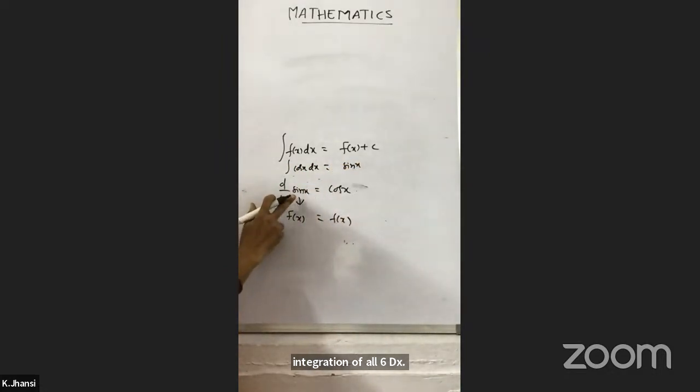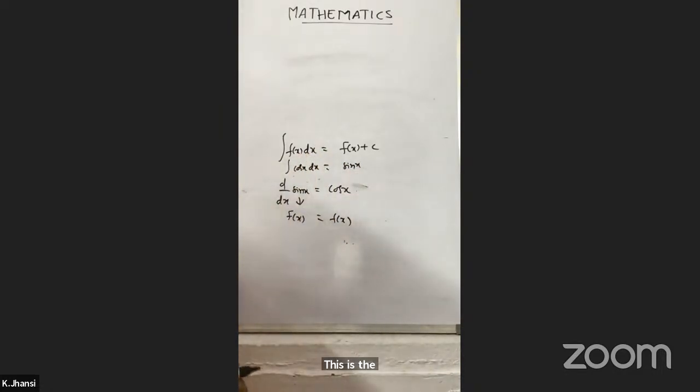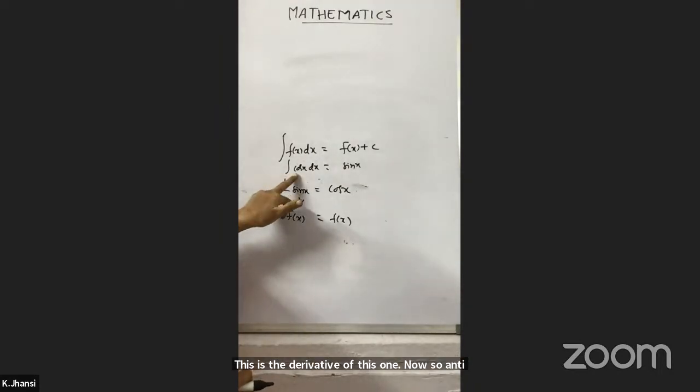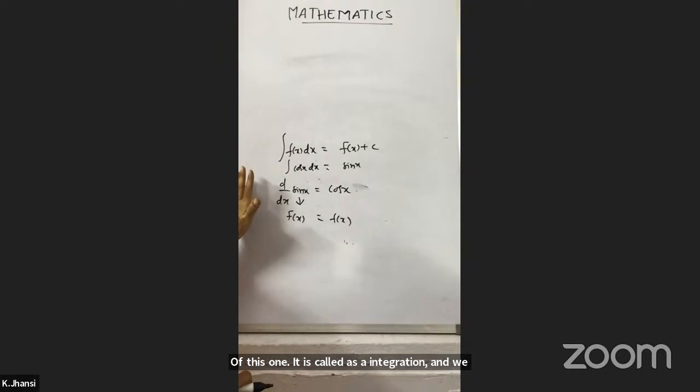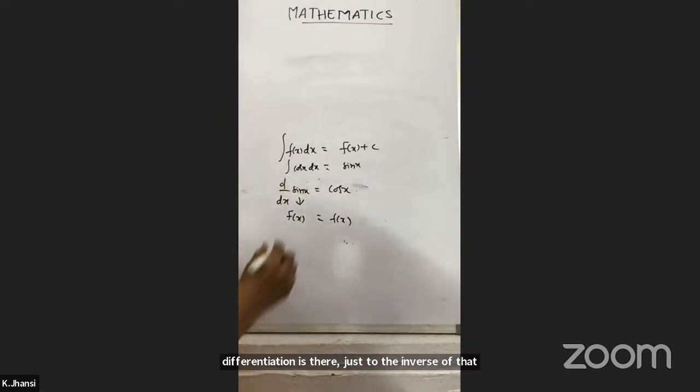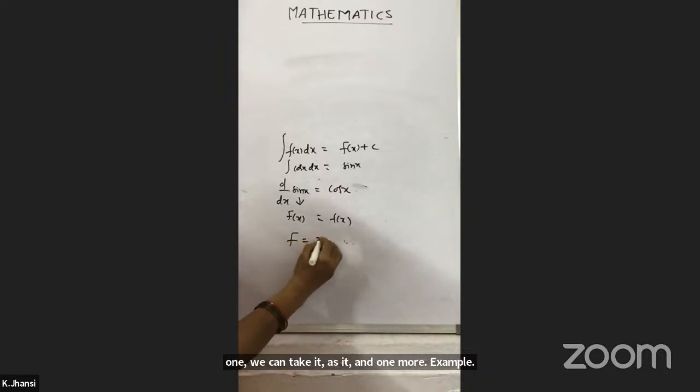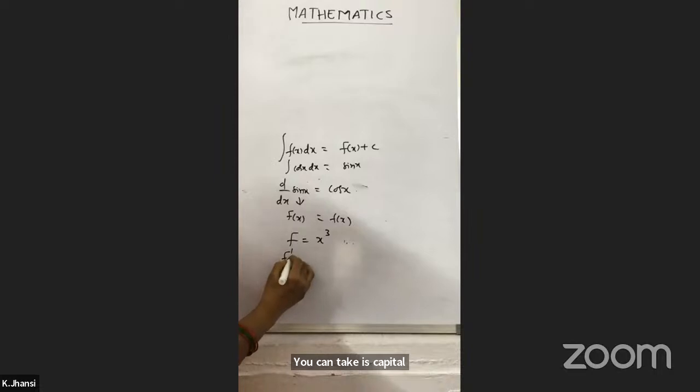See here, antiderivative, this is the derivative of this one, no? So the antiderivative of this one is called integration, and it is just the inverse of whatever the differentiation is, just the inverse of that one we can take. And one more example we can take: if capital F is equal to x cube, so capital F dash of x.